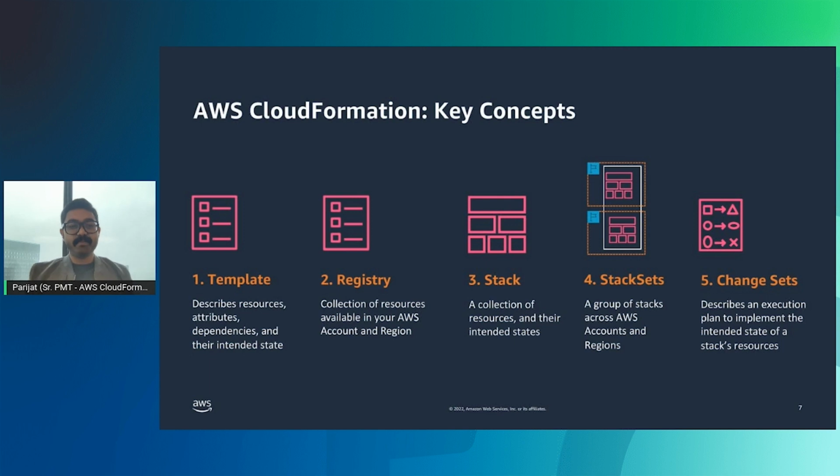So a template is nothing but simple JSON or YAML code that allows our customers to describe their resources, attributes, any dependencies, and the final intended state of the infrastructure that the customer wants to deploy. And that's what a template really is. We'll see a few examples as we go through our slides. The registry, the second key concept, is the collection of cloud resources which are available in your AWS accounts. There are actually three types of interesting concepts within the registry: we have resource types, modules, and hooks, and we'll see those as well as we go through our episode.